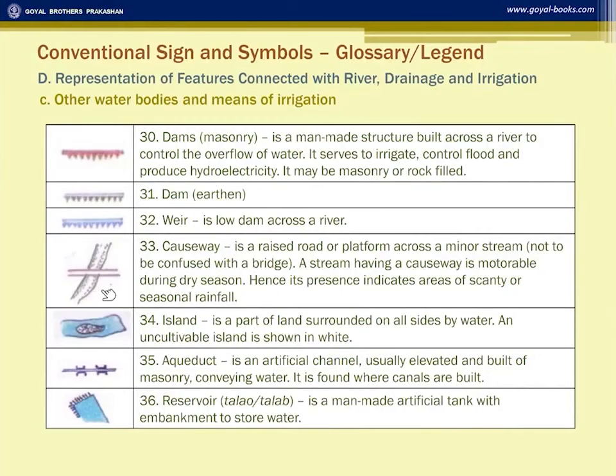Now, causeway is another very important point, and you should not forget to learn the definition of causeway. Causeway is a raised platform across a minor stream or a road. The causeway is very important because many questions are asked. Okay, give the distance between this causeway and this, or a grid reference to that causeway.